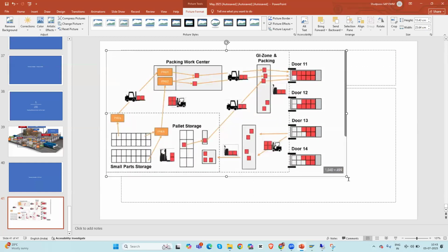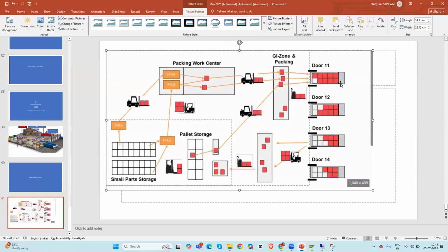Can you see here? Observe clearly here. I'm receiving the goods here, or else I'm shipping the goods to the customer. In this case, you can see there is always a GI zone and this is the GR zone. If you observe clearly, door 11 and door 12 belong to goods issue, and door 13 and door 14 belong to goods receipt. You can see the directions clearly. I'm receiving the goods, I'm sending the goods here.